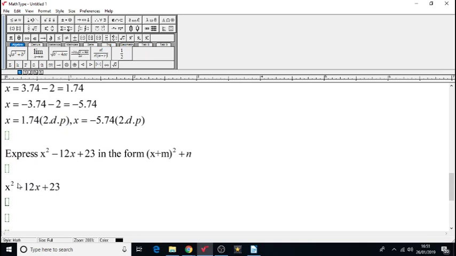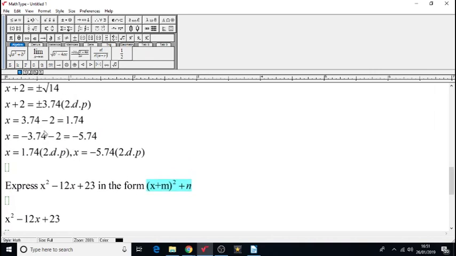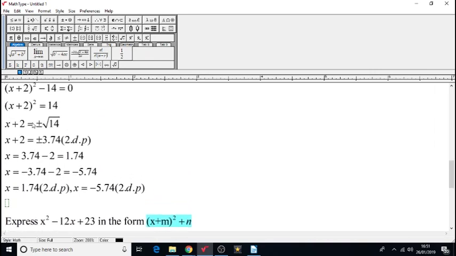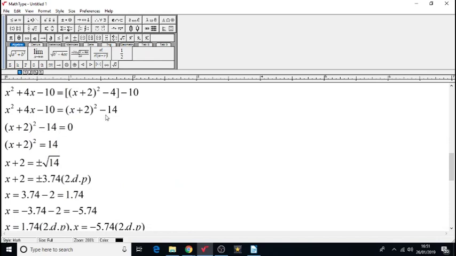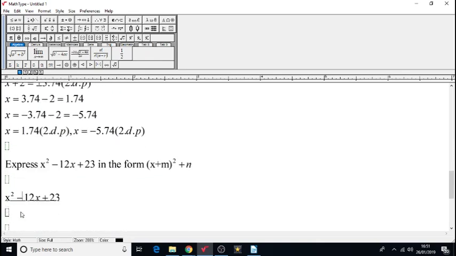The same steps as we did in the first question, except this time we just leave it in the form of x plus m squared plus n. So we don't need to go further and work out what x is equal to and work out its solutions. It's basically asking us to leave it in this form here. So we just stop right when we get to this step here. We don't need to go any further and work out its solutions. That's what this question is asking.